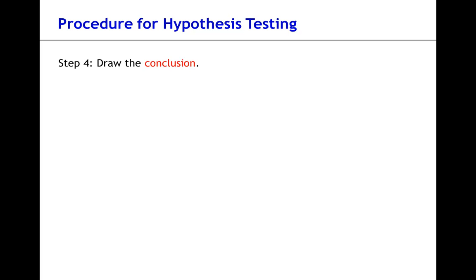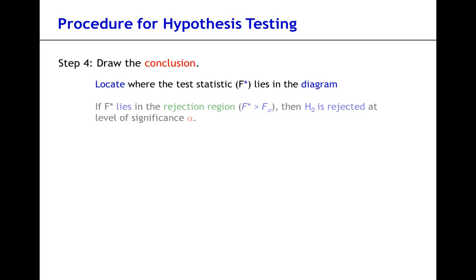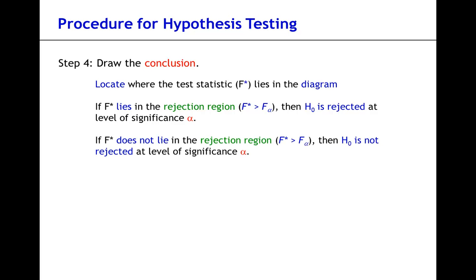And finally, step 4, draw the conclusion. To do that, find where the test statistic F star is located in the diagram. From there, the decision rule should be as such. If F star lies in the rejection region, we reject H naught at level of significance alpha. If F star does not lie in the rejection region, then we do not reject H naught at level of significance alpha.